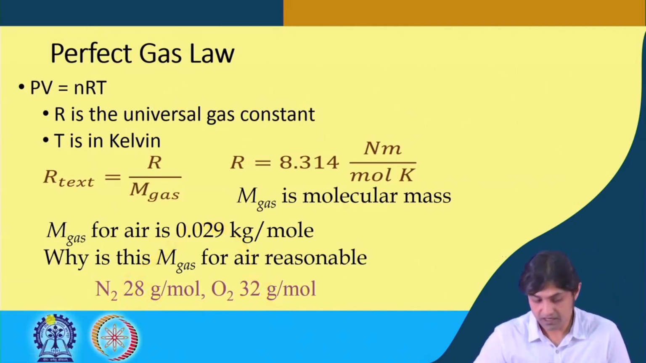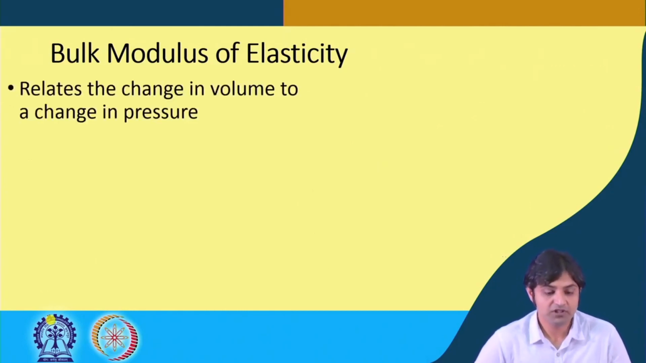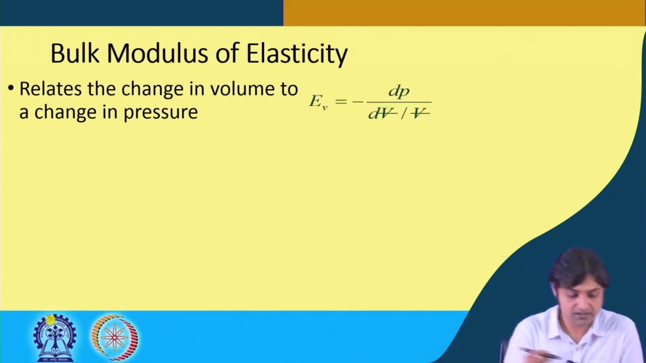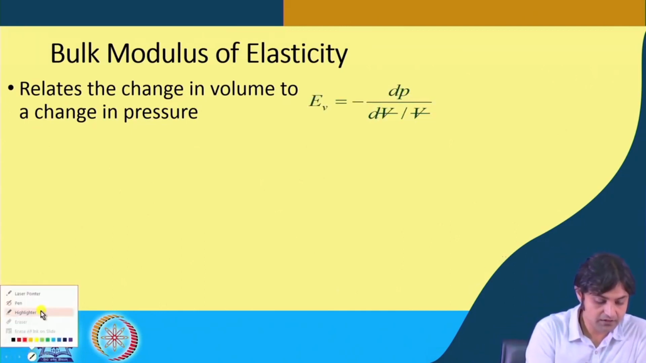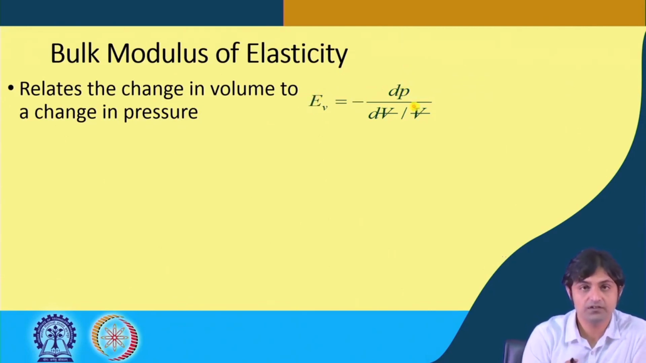So proceeding to the next slide, one of the other important properties in terms of gases is the bulk modulus of elasticity. So what does bulk modulus of elasticity do? It relates the change in volume to the change in pressure. Bulk modulus of elasticity is defined as, so you see, Ev is equal to minus dP by dV by V. This is the definition of bulk modulus of elasticity.